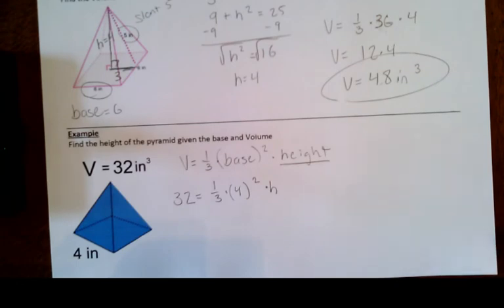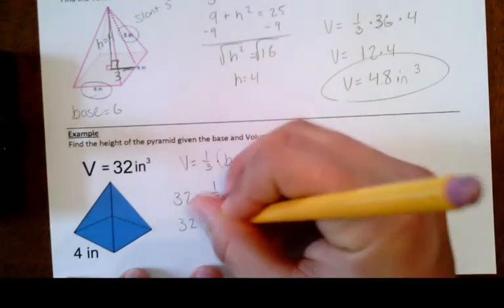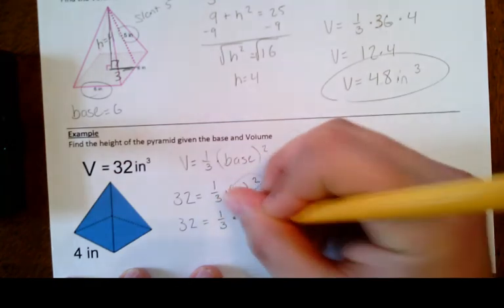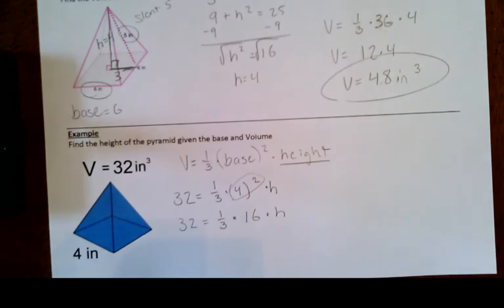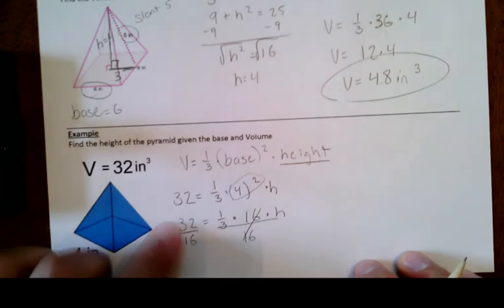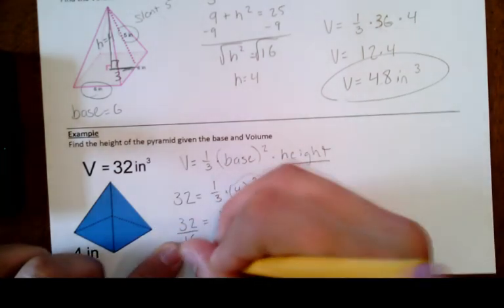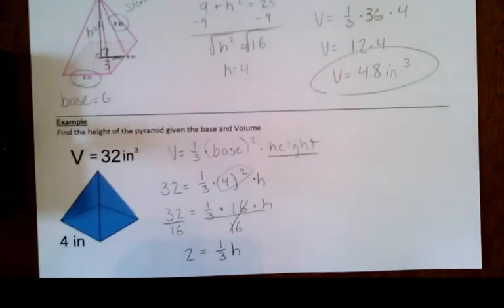So now you see that you're just solving for a missing variable, and you just got to simplify one step at a time. So what I'm actually going to do first is the exponent. So that gives me 32 is equal to 1/3 times 16 times h. And I think the best way to go about this is to avoid the fraction. So I'm going to start by getting rid of that coefficient and dividing by 16 on both sides, because I think you guys know that 32 divided by 16 is going to give you 2. And that's going to give us 1/3 h. And the reason why I did that is because it sets up for a nicer fraction.